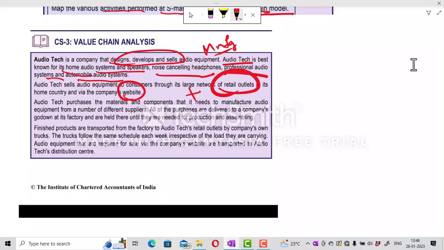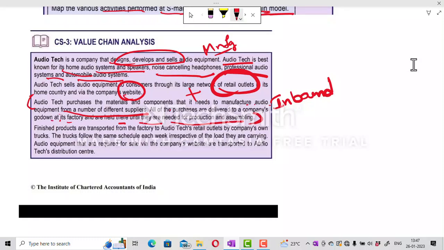equipment. Audio Tech purchases the materials and components that is needed to manufacture the audio equipment from number of different suppliers. All the purchases are delivered to the company's godown at its factory and are held there until they are needed for production and assembling finished goods. So up to here it is inbound logistics. Okay, they are purchasing from different suppliers, they are storing in a godown and they are distributing whenever there is a requirement for production.